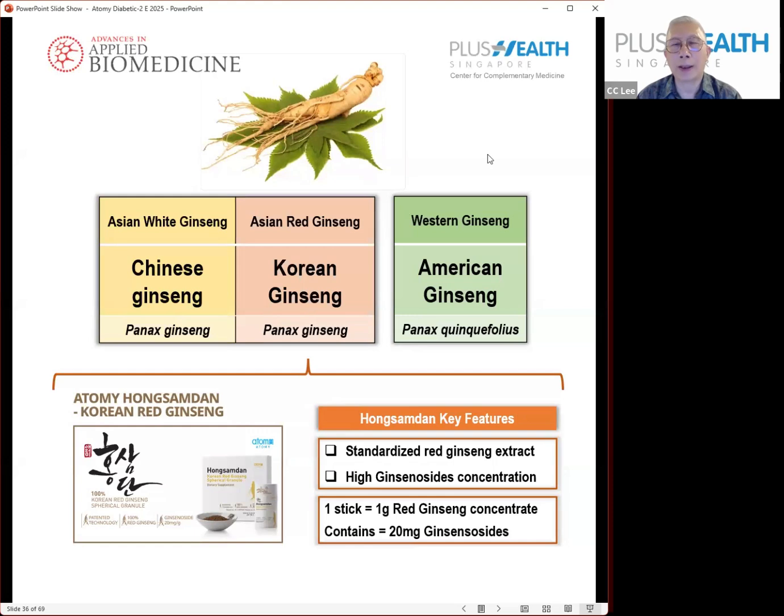Now, very commonly in the market, we find there are 3 types of ginseng. The Asian white ginseng, which is called Chinese ginseng. Asian red ginseng, which is actually Korean ginseng itself. These two belong to the same species of ginseng, called Panax ginseng. So they are the same pharmacologically, except the process of red ginseng is different from the white ginseng, that's all. The process is slightly different.